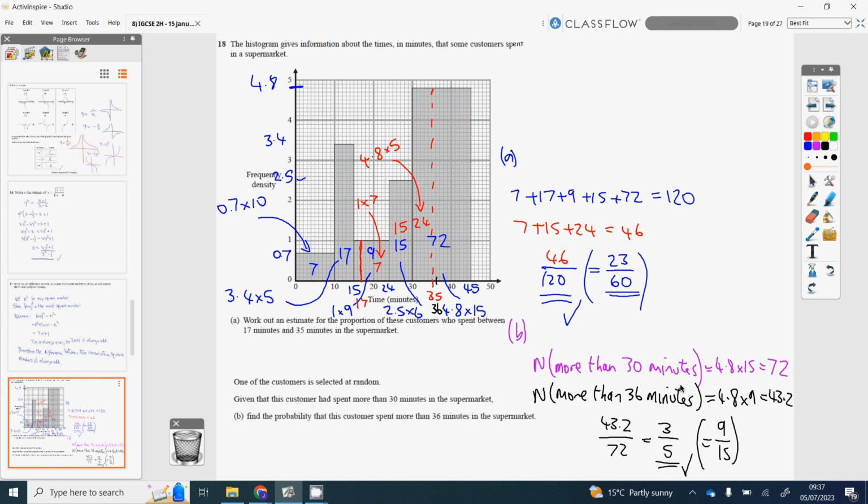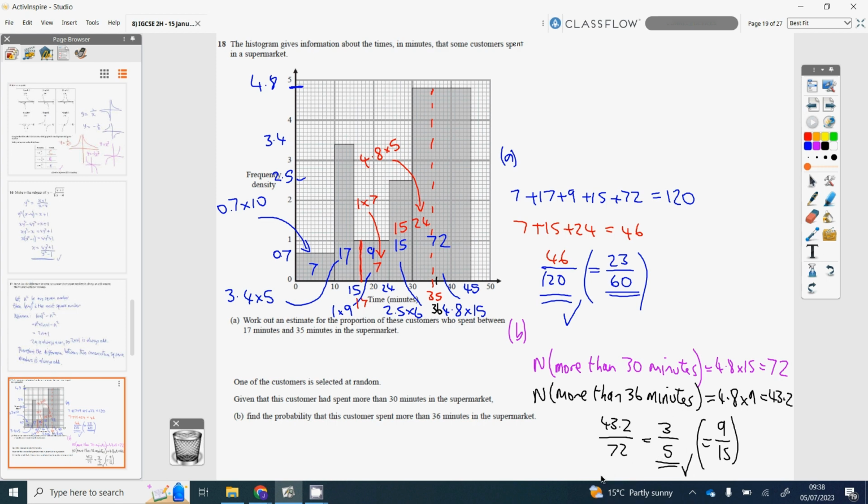Now, how many spent more than 36 minutes? If I go from 36 here in black, I've got a base of 9, going from 36 to 45, a height of 4.8. 4.8 times 9 is 43.2. So the proportion who spent more than 36 out of those who spent more than 30 is 43.2 out of the 72. So 43.2 over 72, which simplifies to 3/5.